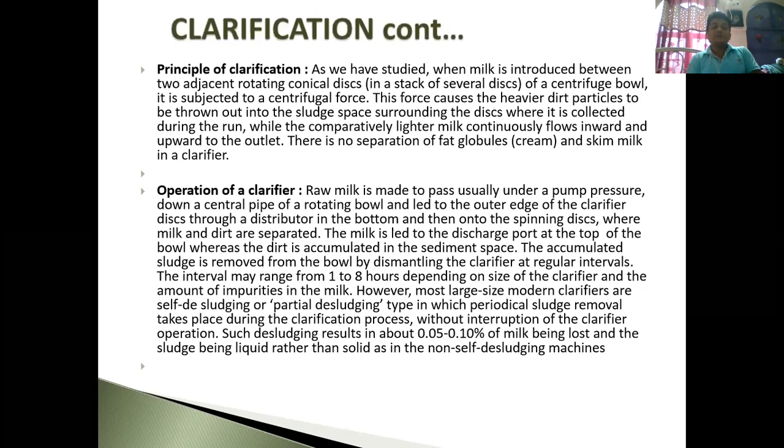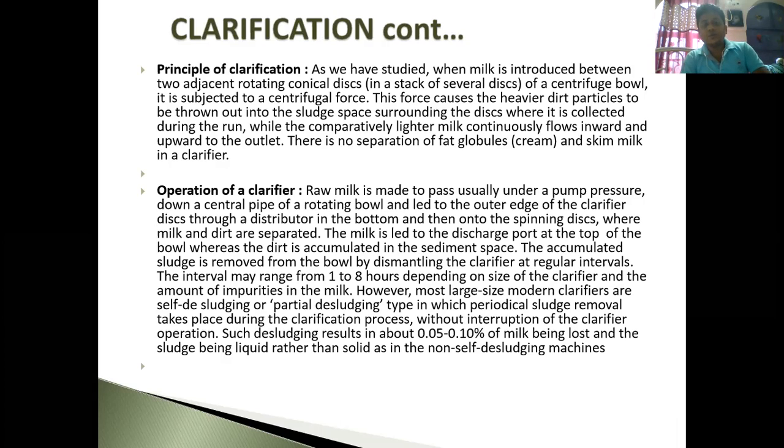This is the principle and operation of clarification. As we have studied, when milk is introduced between two adjacent rotating conical discs of a centrifugal bowl, it is subjected to a centrifugal force. This force causes the heavier dirt particles to be thrown out into the sludge space surrounding the disc, where they are collected during the run, while the comparatively lighter milk continuously flows inward and upward to the outlet.